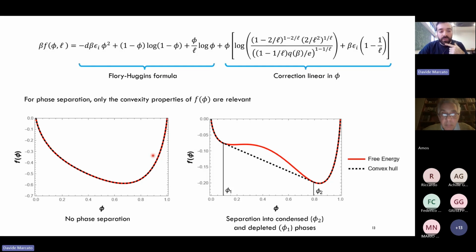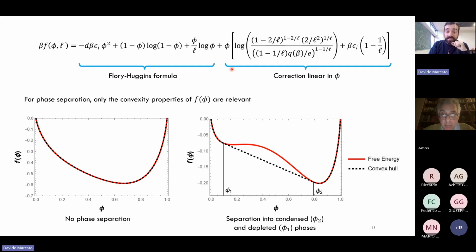And so when the two coincide, there is no phase separation, there is no condensation, nothing. But when the two do not coincide, then you have phase separation, and the system separates into a condensed phase where all the chains are very dense, and a depleted phase in which the chains are very sparse, let's say.